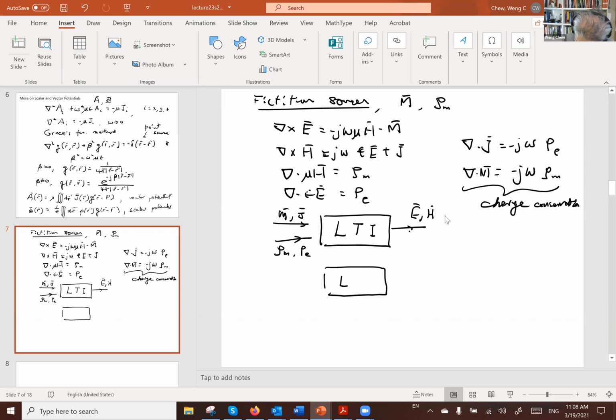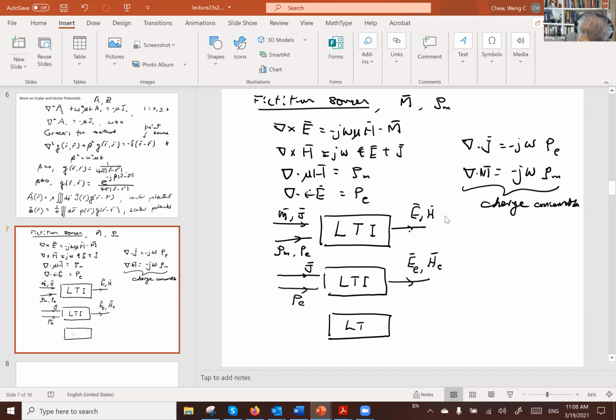So you can think of this as a linear time invariant system. You can first, for instance, set M equal to 0. You only have J and rho sub E, and then you will have the output as E and H coming from the electric sources. And then, because this is a linear system, you can also put M to be non-zero but J equal to 0, and then put rho sub M. These are the fields coming from magnetic sources.